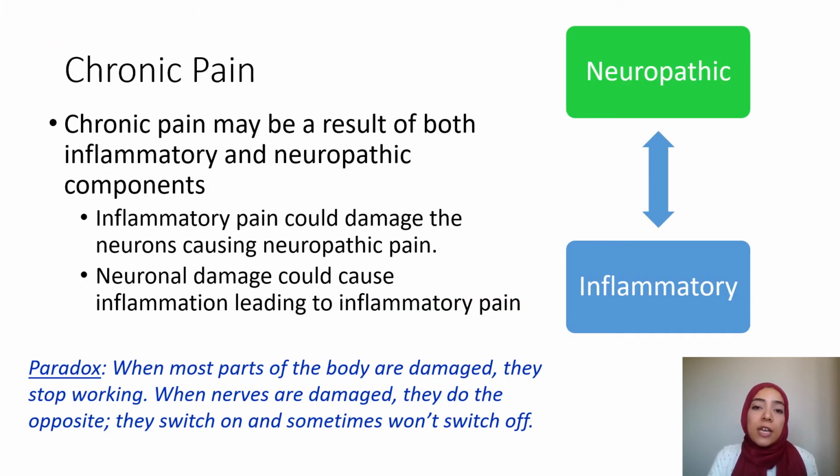So inflammatory and neuropathic are both types of chronic pain, but chronic pain can result from both components. Inflammatory pain can cause damage to the neurons, which leads to neuropathic pain, and neuron damage can cause inflammation, leading to inflammatory pain. There's an unfortunate paradox in that with most parts of the body, when they are damaged, they stop working, shut down. But when nerves are damaged, they do the opposite. They switch on and sometimes won't switch off.